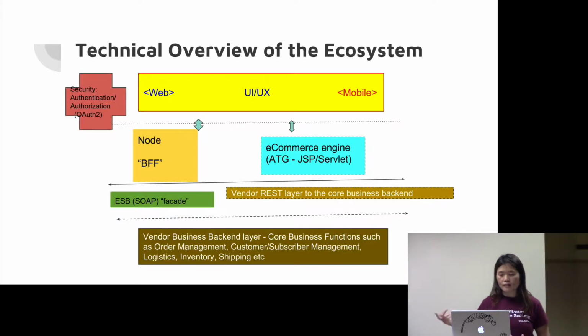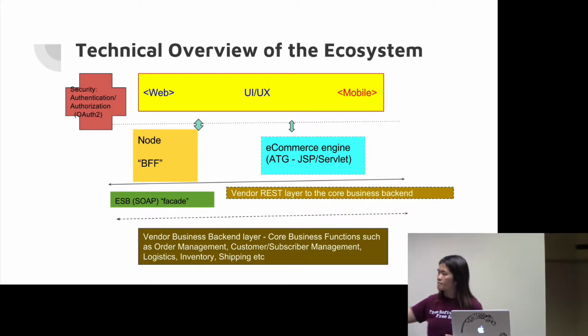So, just a quick diagram. Unfortunately I don't have enough time to draw a better picture, but at least it gives you an idea. We have the web and UI UX layer, then the mobile side, which I just highlighted. That's what my talk is mainly about. Then it makes use of the Node backend for front end layer, and also talks to the e-commerce engine. And then it goes through the SOAP layer to talk to the backend, and also to the vendor's RESTful layer.